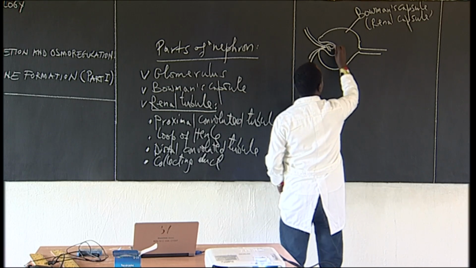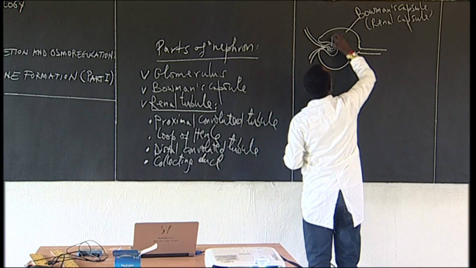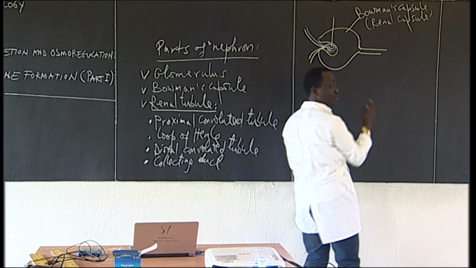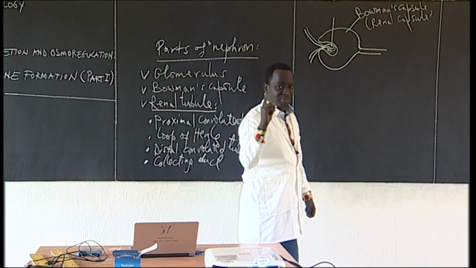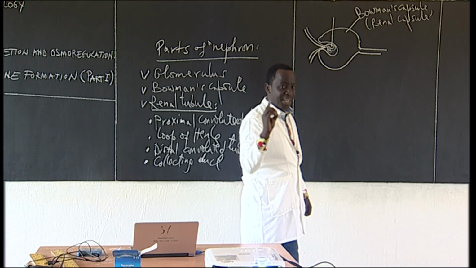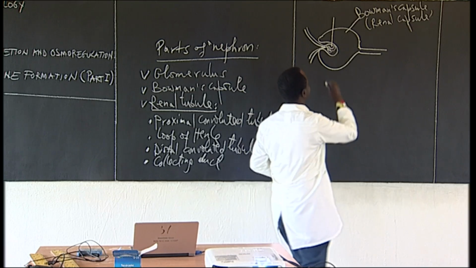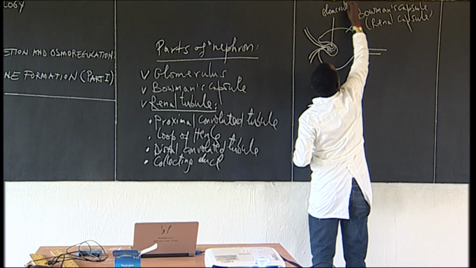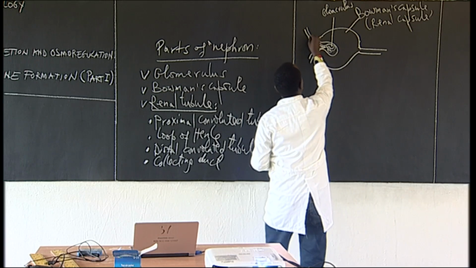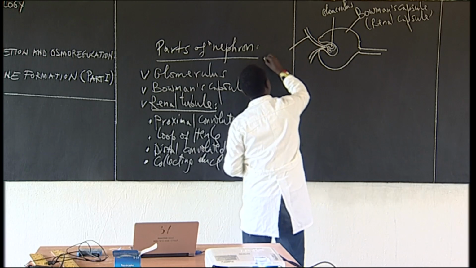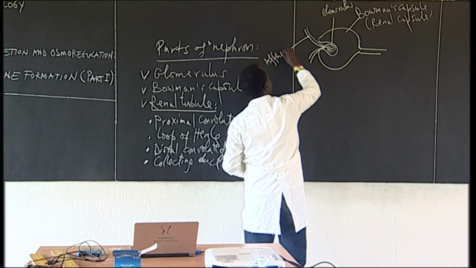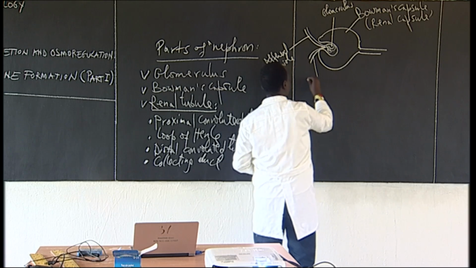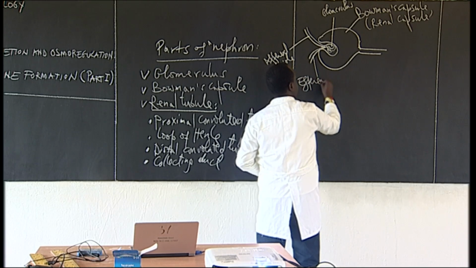And then here we have this part. This part is what you call glomerulus. So you have to follow. It is a wonderful topic. At the end, you have to know how this is working. We have now glomerulus. And then this part is what you call afferent arteriole. And this part is what you call efferent arteriole.